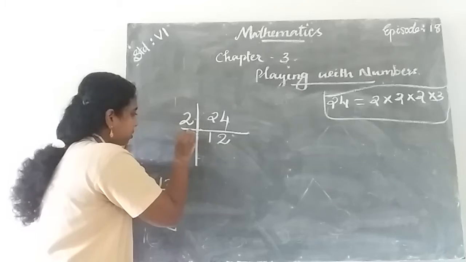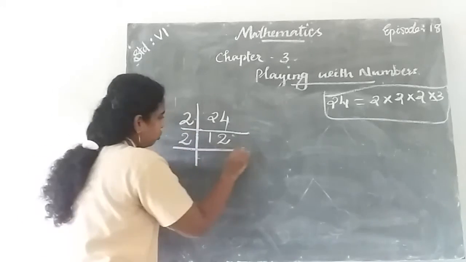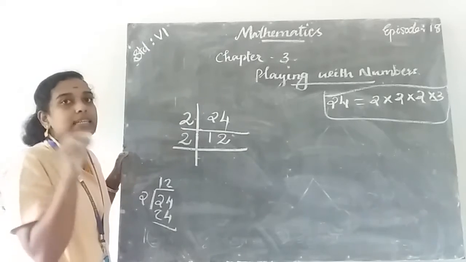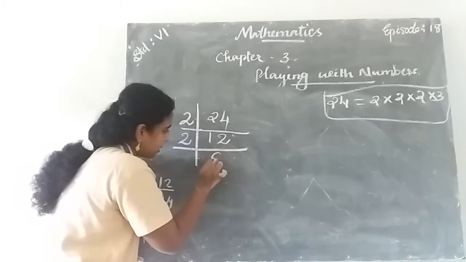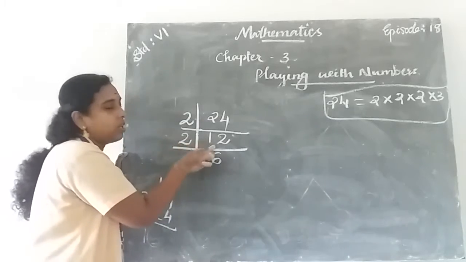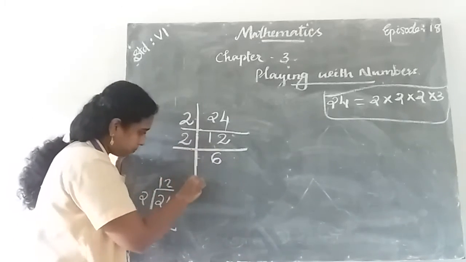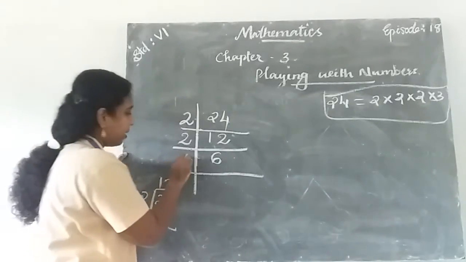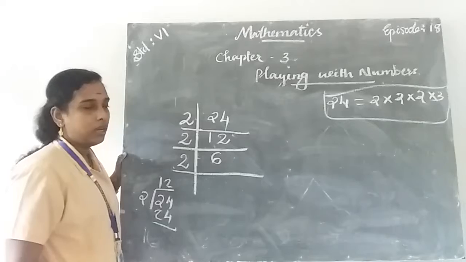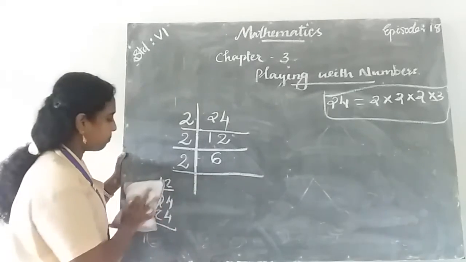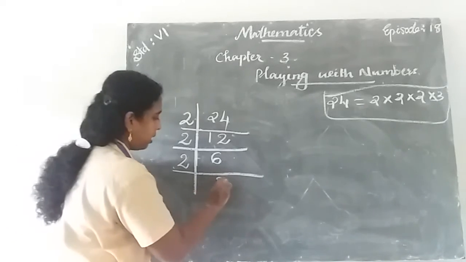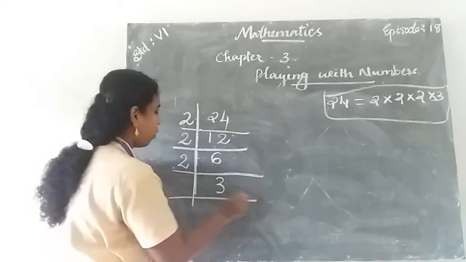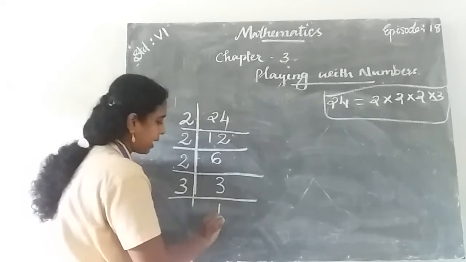Then we divide 12 by 2. We get how many 2s are 12? 6 2s are 12. So we write 6 here. 6 is also an even number. Then we divide 6 by 2. How many 2s are 6? 3 2s are 6. Here 3 is a prime number, so we divide 3 by 3. Then we get 1.